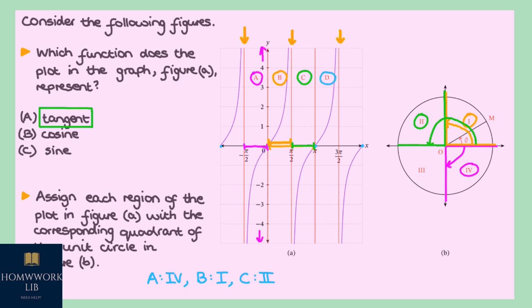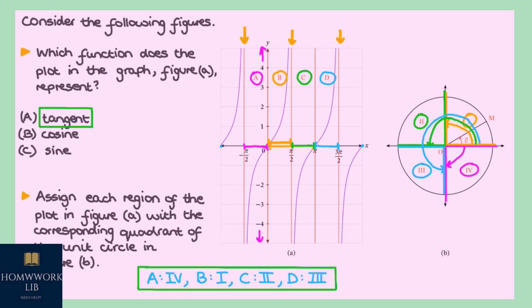Finally then, region D, which contains angles between pi and 3 pi by 2 radians. An angle of pi radians takes us to the negative x-axis, and an angle of 3 pi by 2 radians is 3/4 of a turn in the counterclockwise direction from the positive x-axis, taking us to the negative y-axis. So angles in region D do indeed lie in the third quadrant of the unit circle.